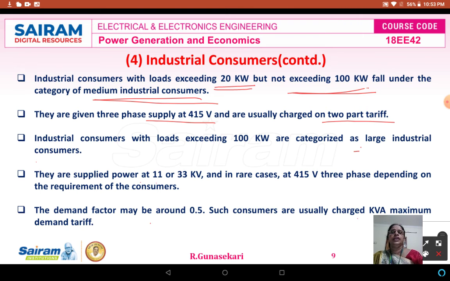So here are three types of industrial consumers. One is small, where the load is up to 20 kilowatt, and the block rate tariff applies. Medium is above 20 kilowatt up to 100 kilowatt, and a two-part tariff is applicable. And then the large industrial consumers, above 100 kilowatt.